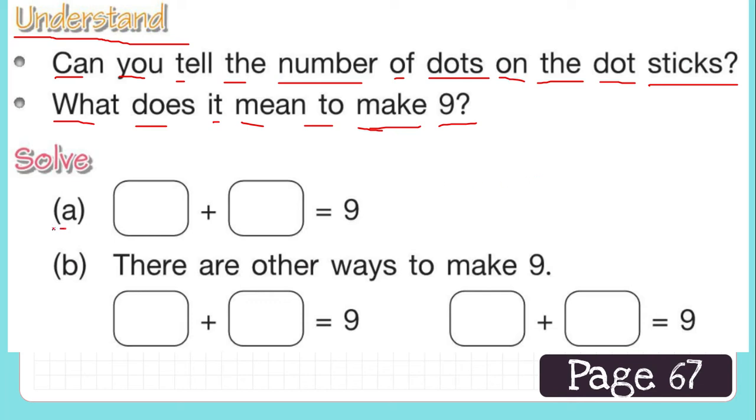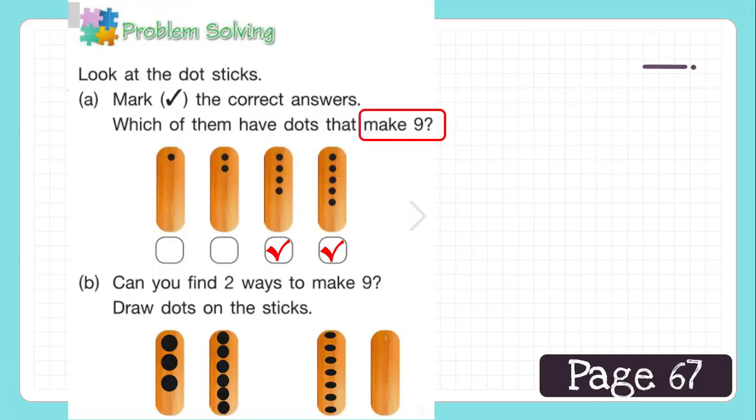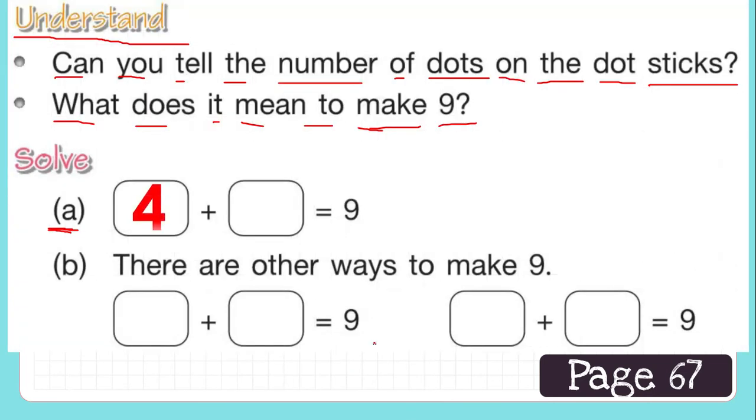Okay? So in letter A, we wrote there 4 dots. We have 4 dots there and we have 5 dots on the other side. So 4 plus 5 equals 9. Okay? And in letter B, there are other ways to make 9. Okay, so that's the one we wrote below. Let me show you. This one. This one. The first one and the second one. Okay, let's go back.